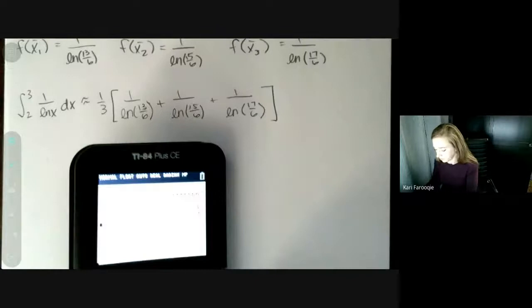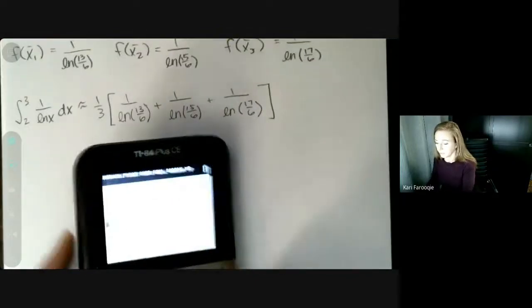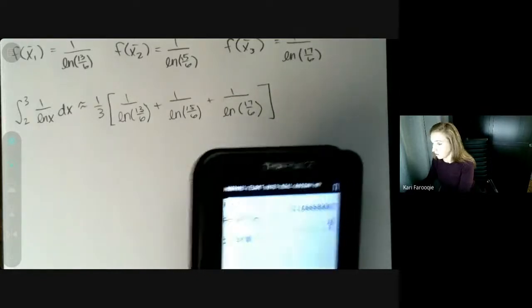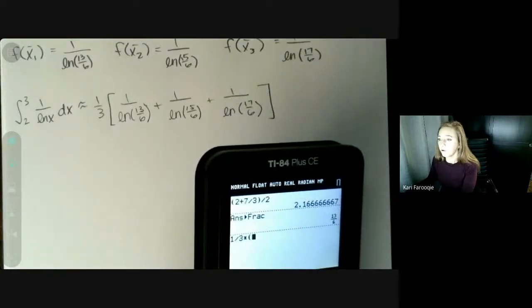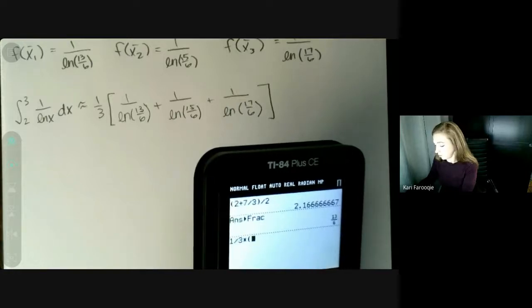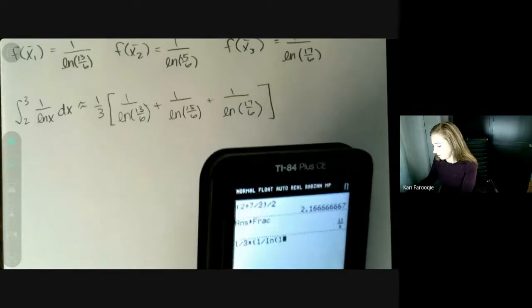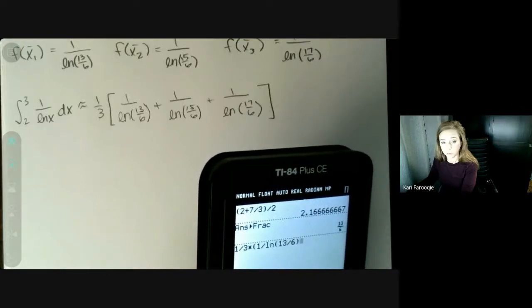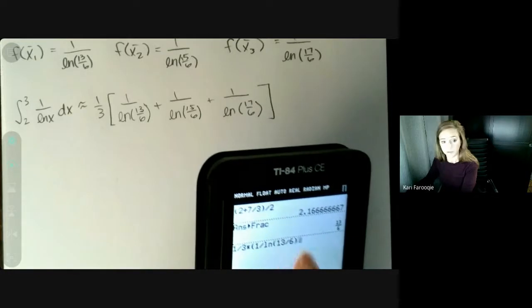So I'm going to show you the way that I'm entering this in my calculator. I'm going with 1/3 times, and now I'm opening my parenthesis, and anything else is going inside this parenthesis, and I need to make a mental note of that. 1 divided by ln 13/6. Now, when I put the 13/6 into my natural log, I need to make sure I close off that parenthesis, because I don't want that to accidentally get a +1 inside the logarithm.